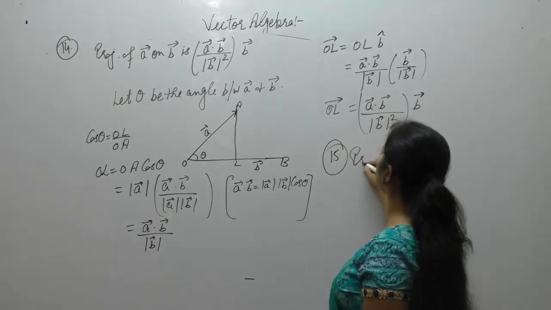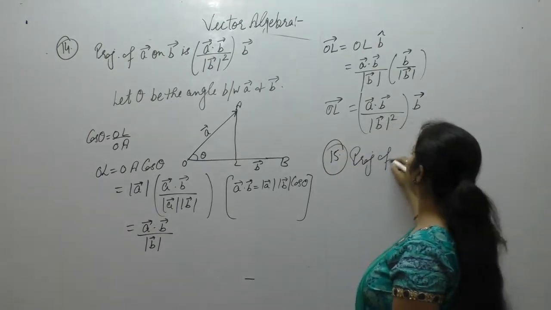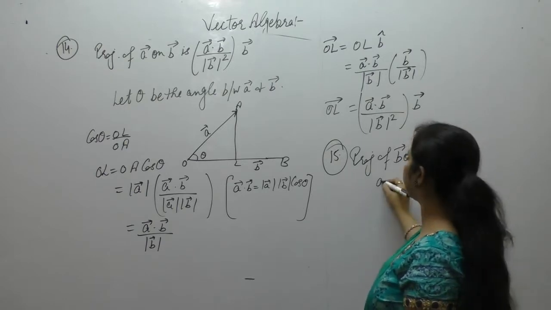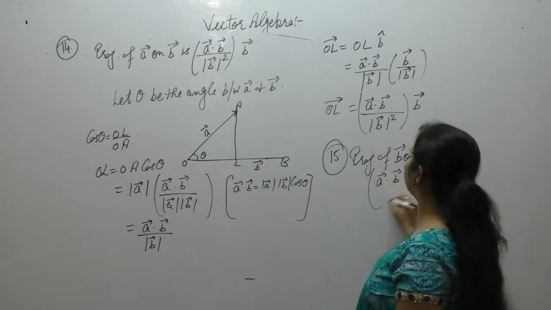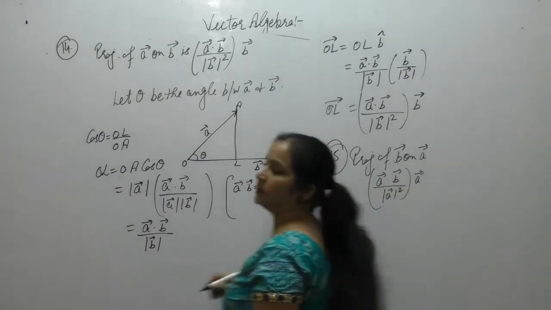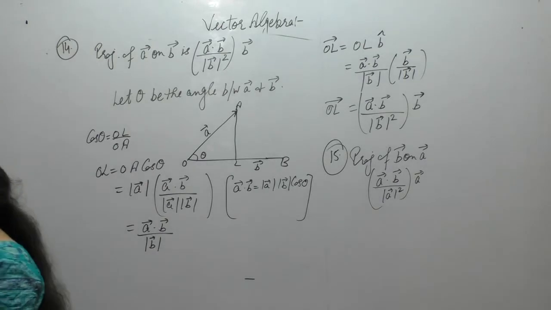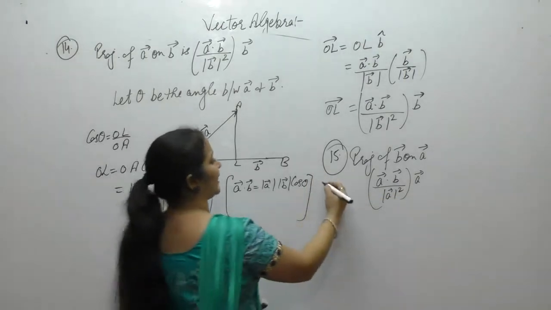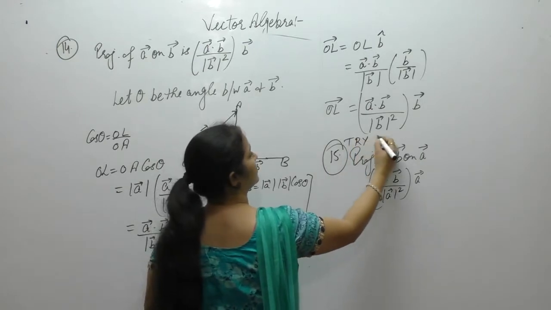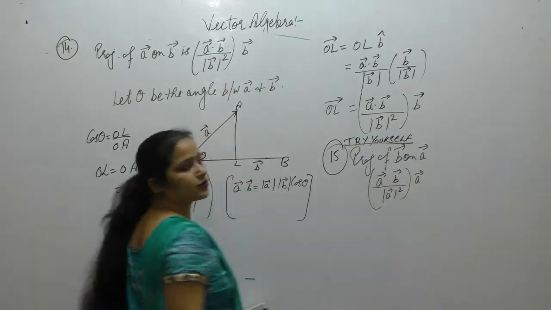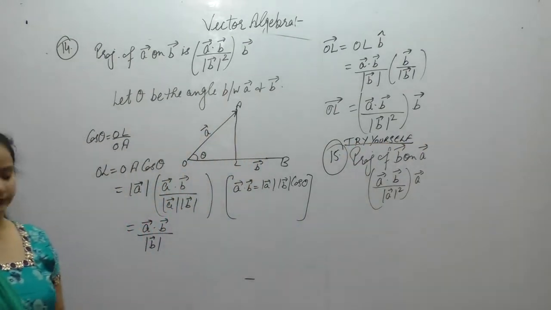Question number 14. Here we want to find the projection of B vector on A vector, and we have to prove that it is equal to A dot B upon magnitude of A square into A vector. You can try it by yourself. This is the same as question number 14.